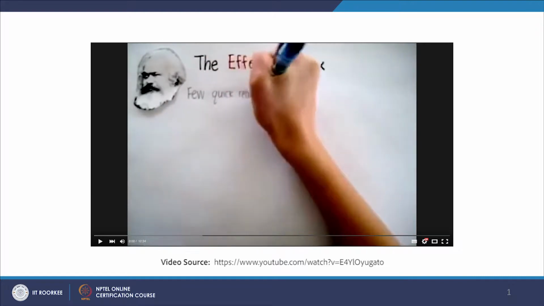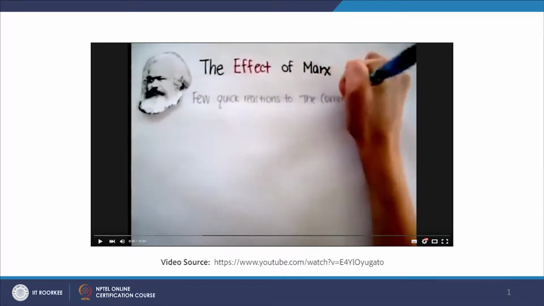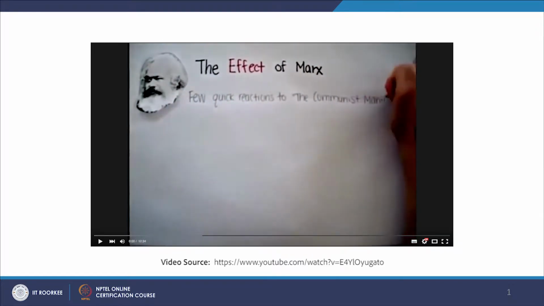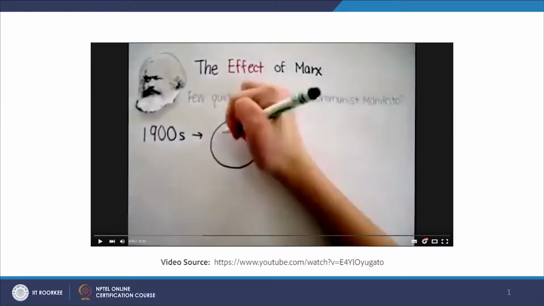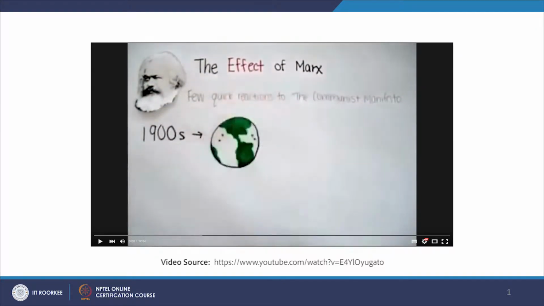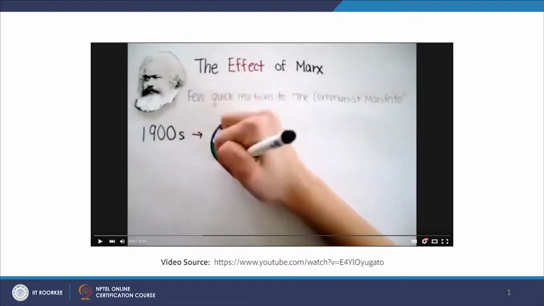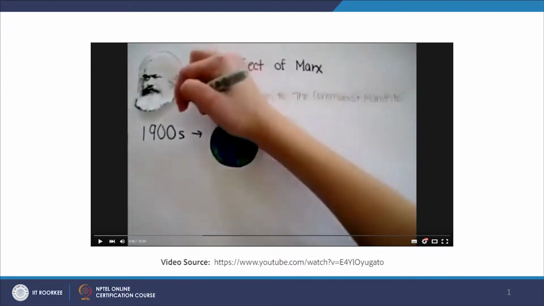There were very few immediate reactions to Marx's The Communist Manifesto. However, by the turn of the century, Marx's ideas of communism had spread all the way around the world.